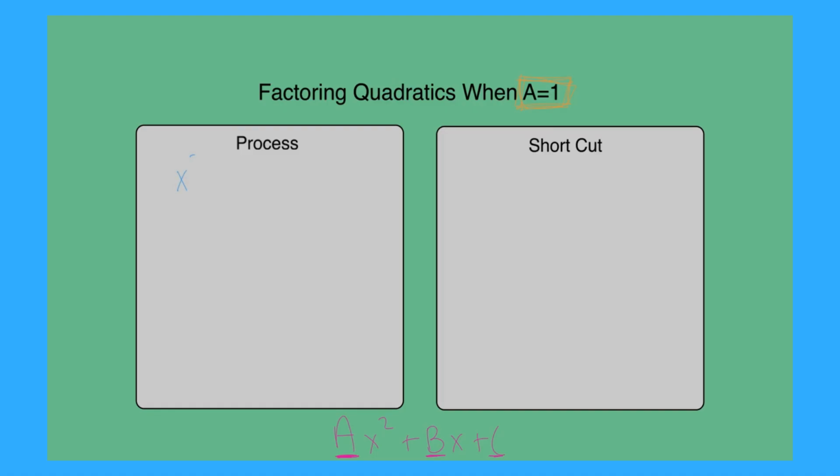Let's start with x to the second plus x minus 12. All right, so the process is called the AC method, and that is because we're going to multiply the a value times the c value. Only our a value is always going to be 1. So a, 1, times c, negative 12. So a times c is going to equal negative 12. 1 times negative 12 is negative 12.